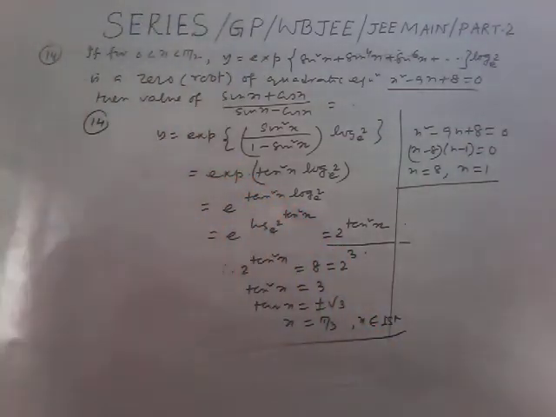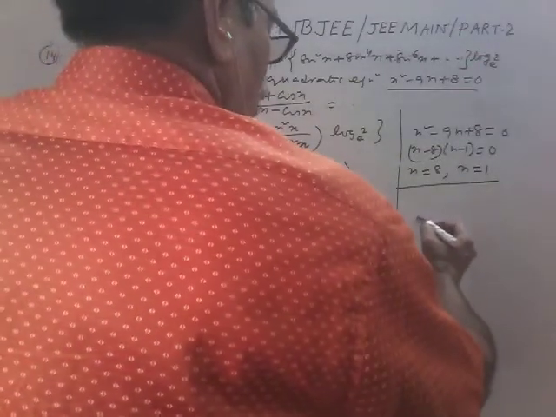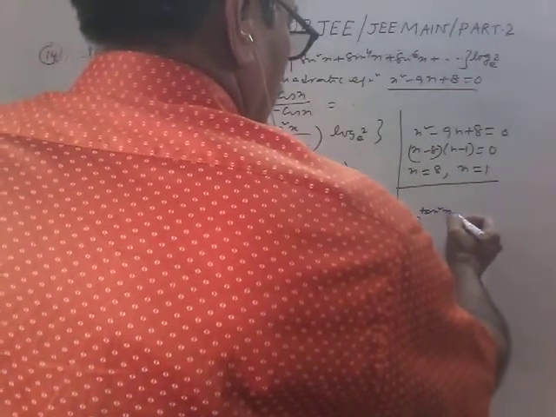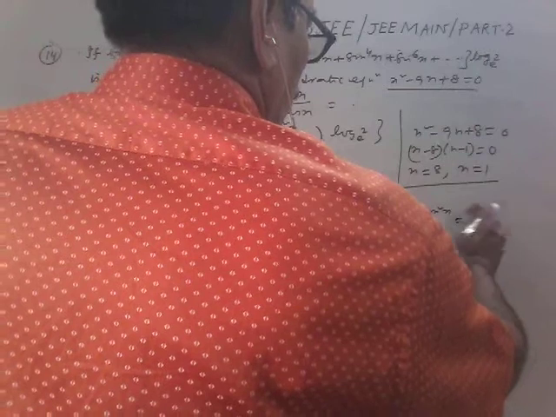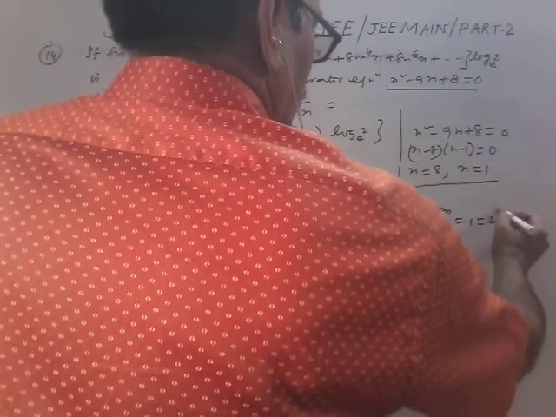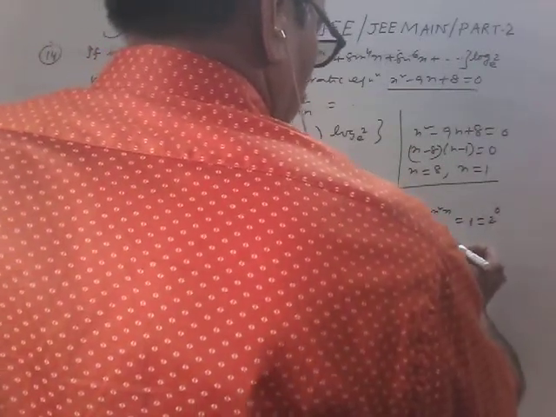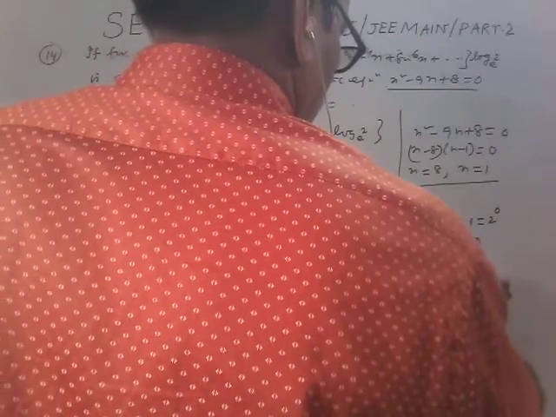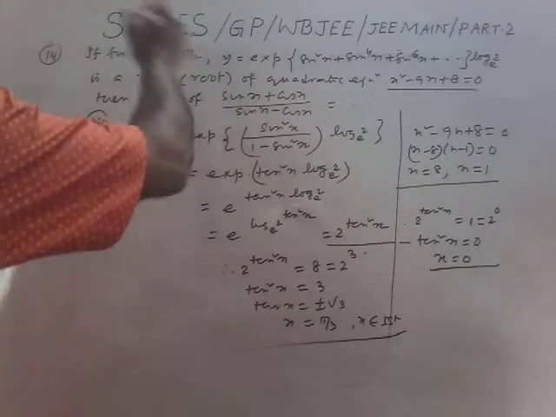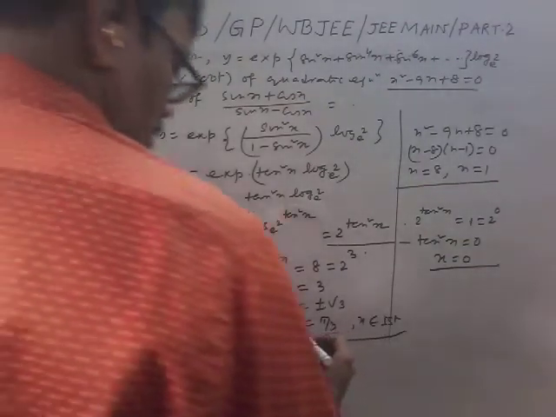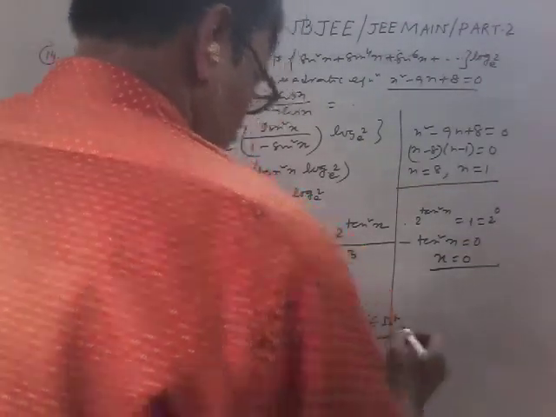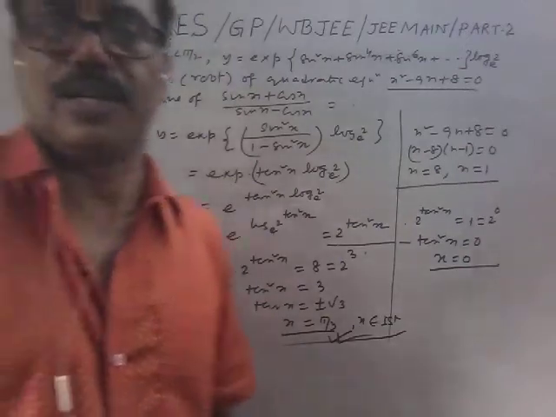We are getting this option. Then 2 to the power tan square x equals 1 equals 2 to the power 0. So tan square x equals 0. So x equals 0. Now 0 and pi by 2 are not included. So one possible value, that is x equals pi by 3.